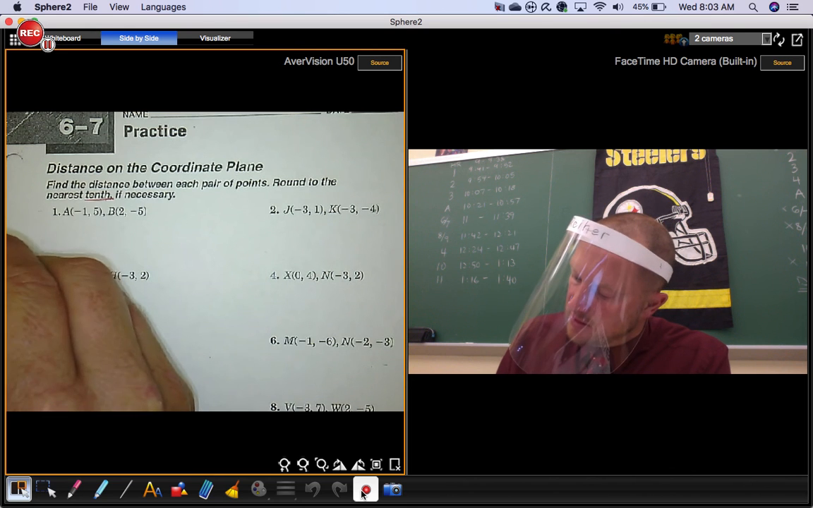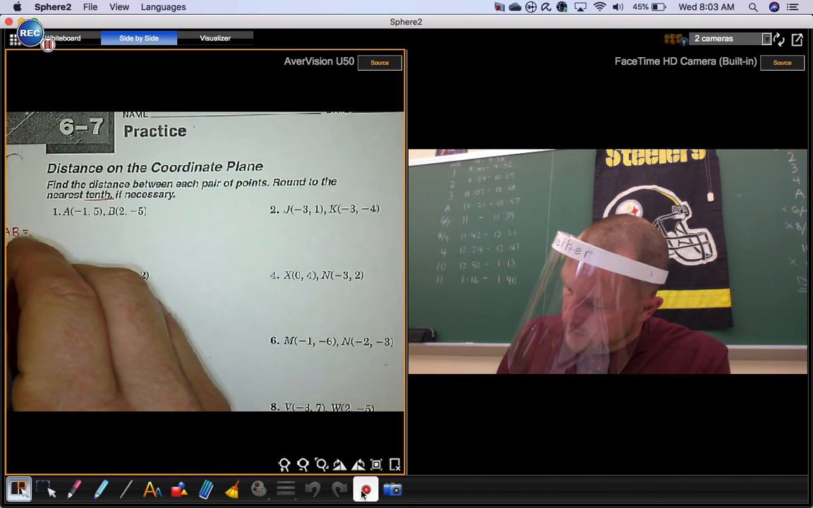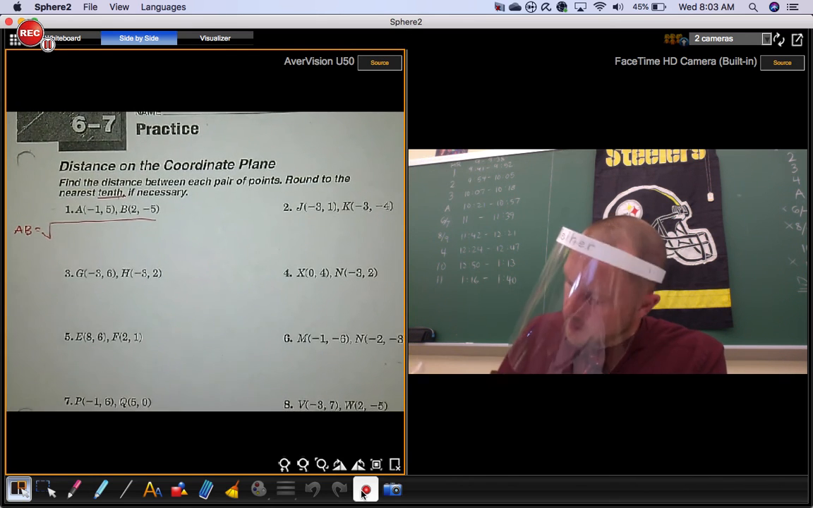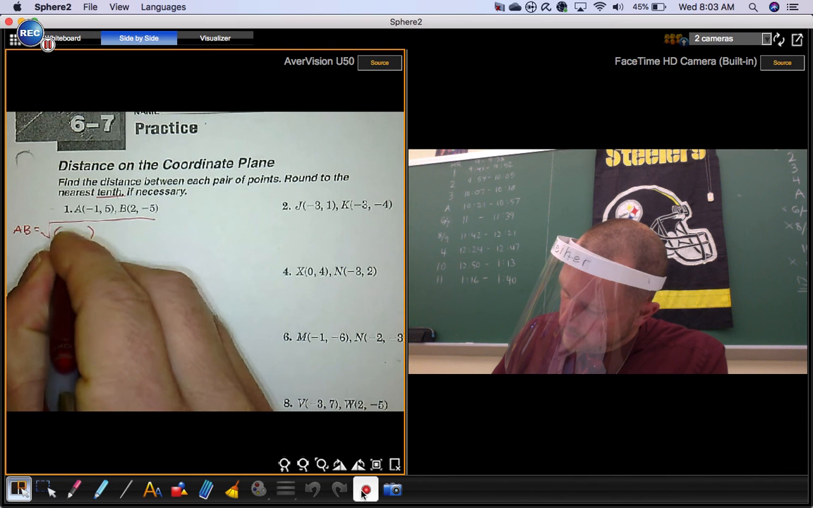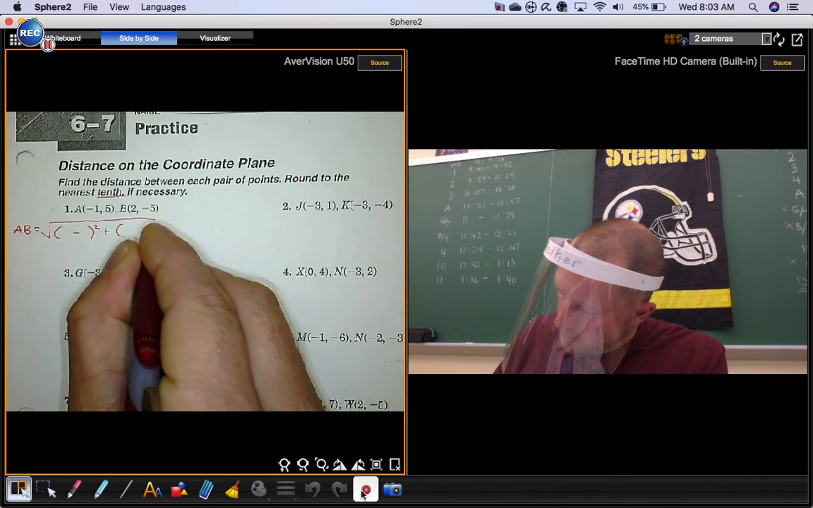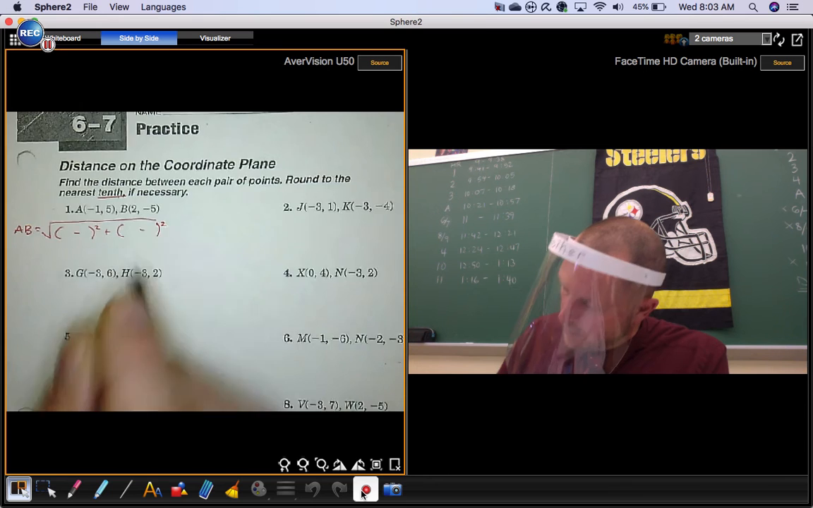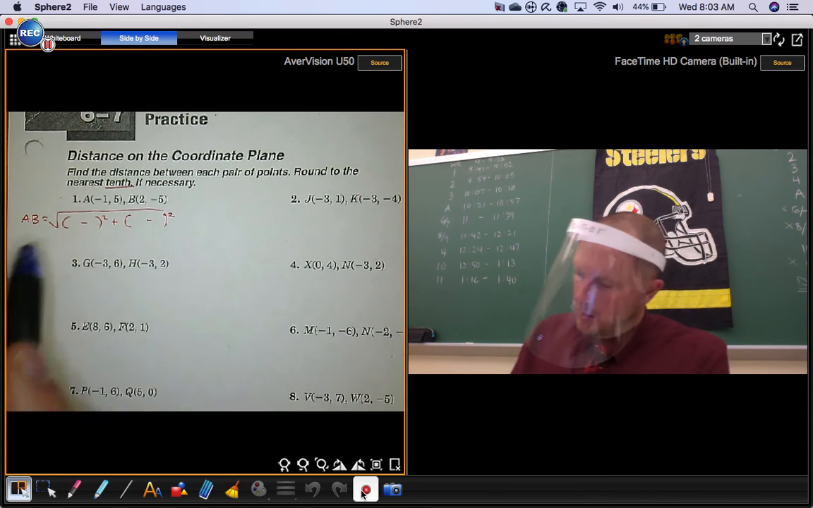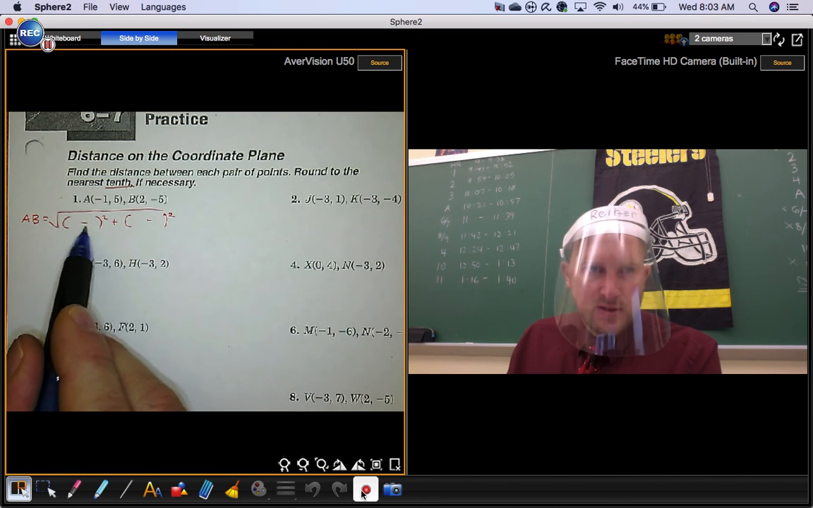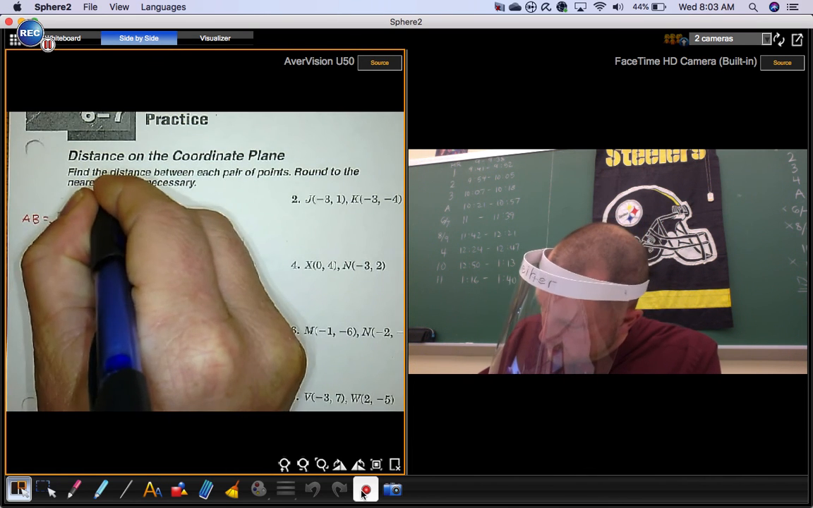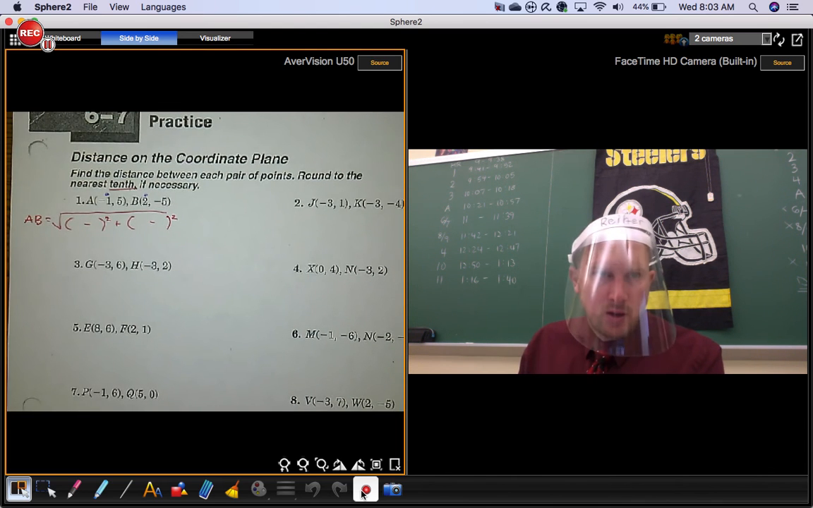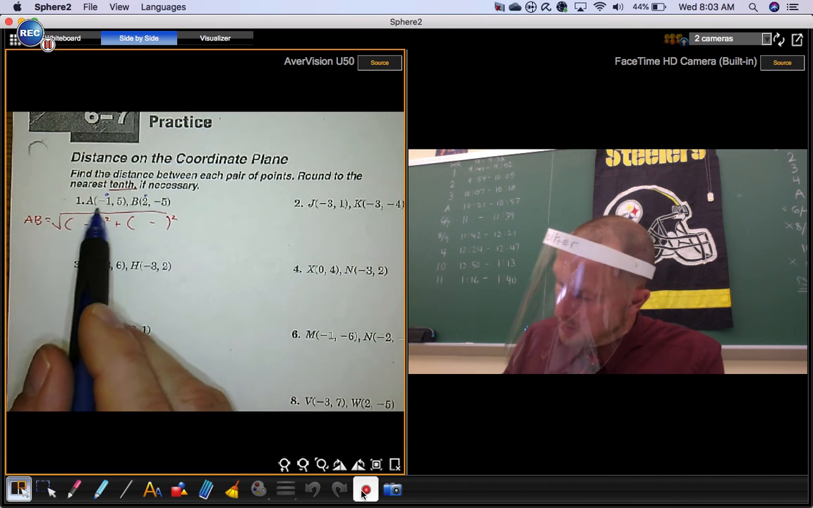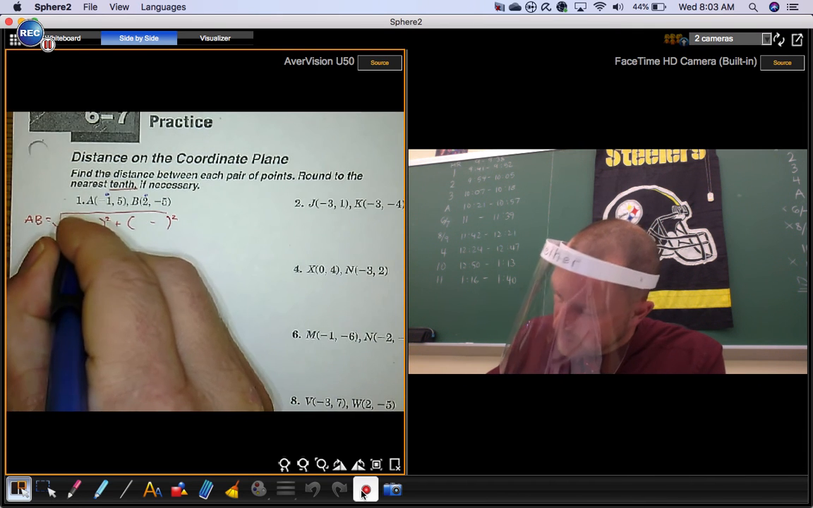Okay, so we want to find the distance from A to B. That's how you would write that, distance from A to B. That's what our distance formula looks like. In these parentheses, we're going to put our x values, which I'll mark with blue. And you can put them in there with any order that you want. So if you want to put the -1 first, you can. If you want to put the 2 first, you can.